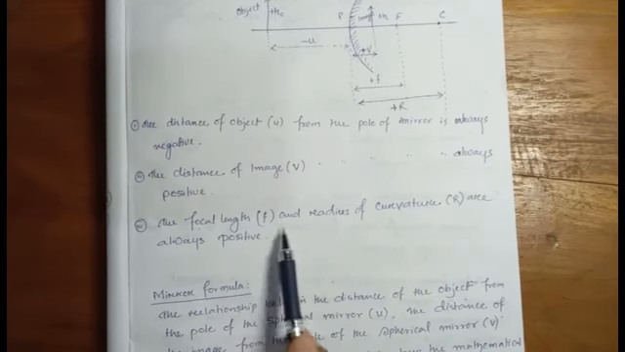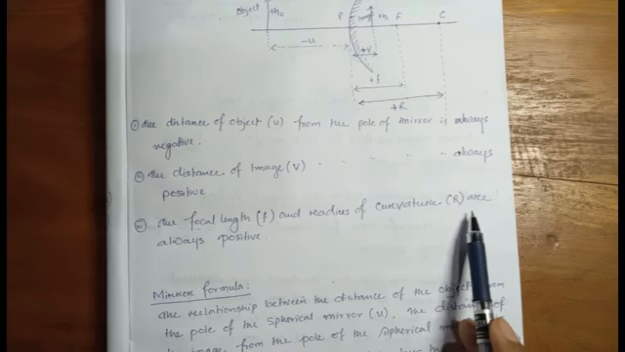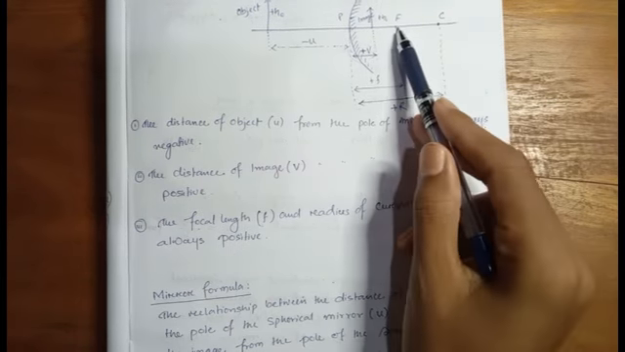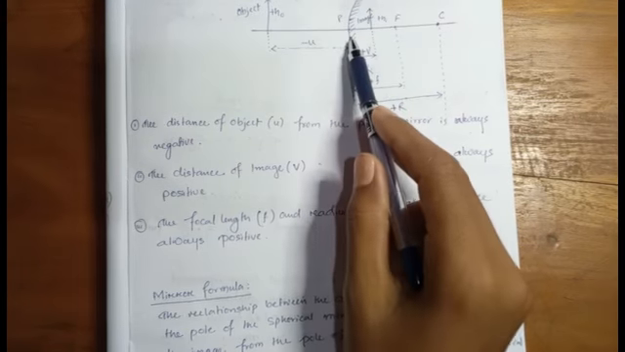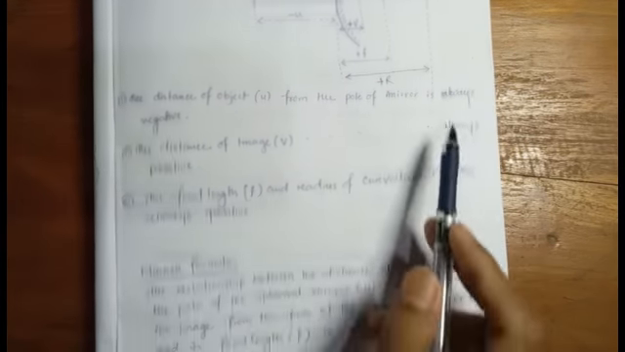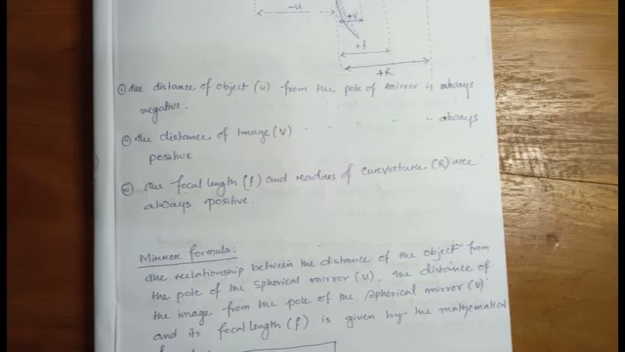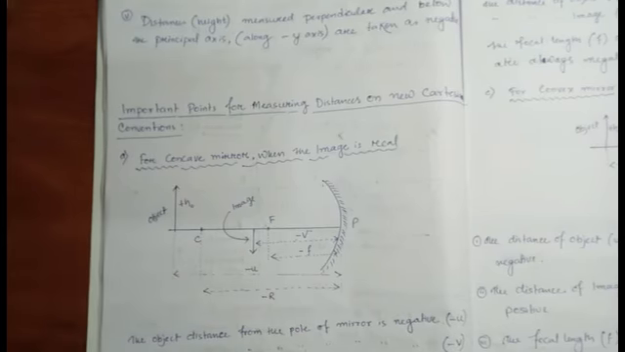Next, number C, the focal length and radius of curvature are always positive. As you see, the focal length and radius of curvature are also in the right of the pole, therefore they are also always positive. So these are some important points for measuring distance in the new Cartesian convention, in both cases of concave as well as convex mirror.